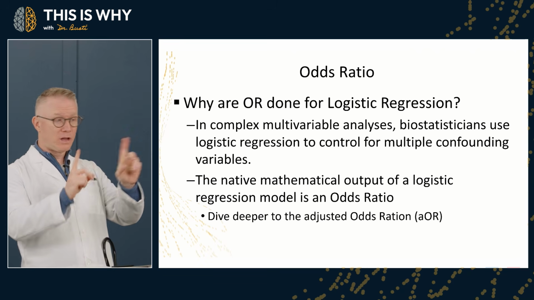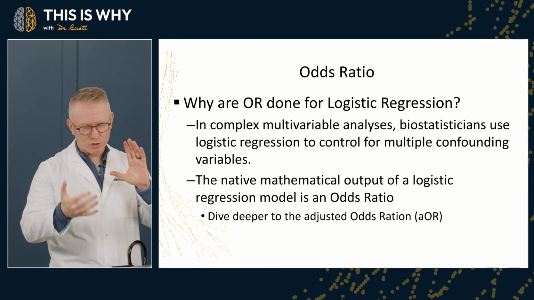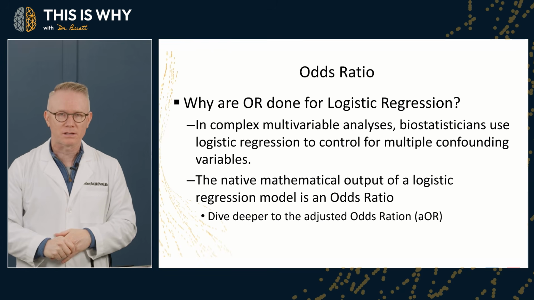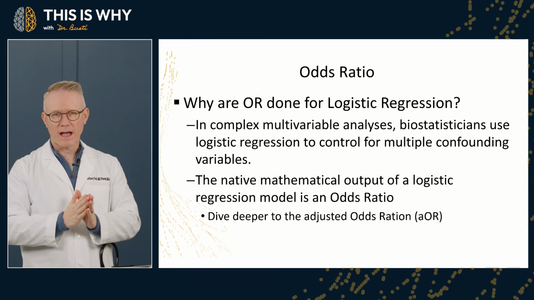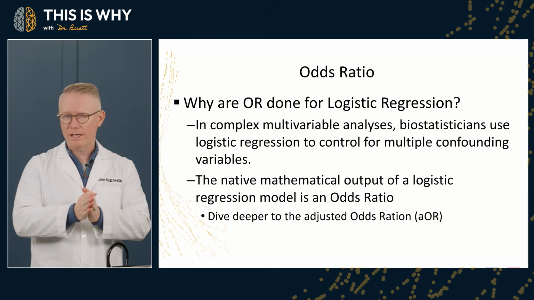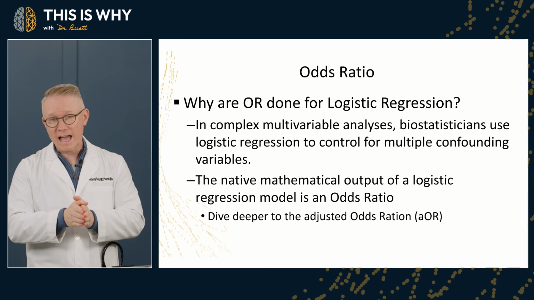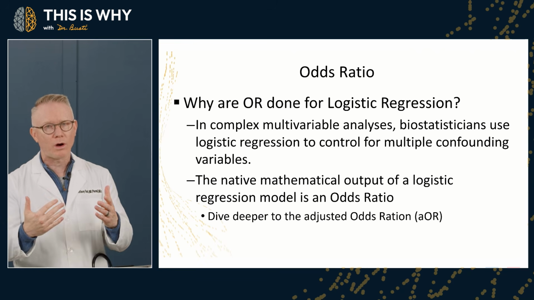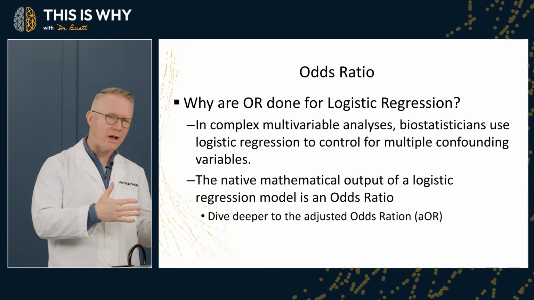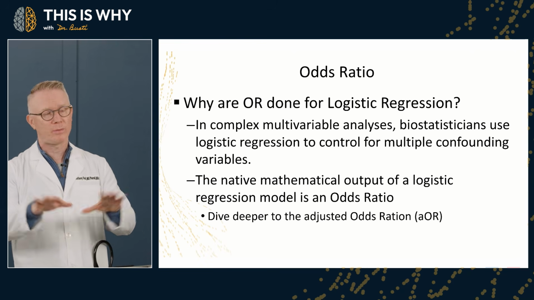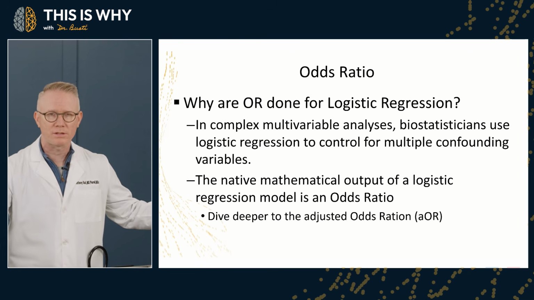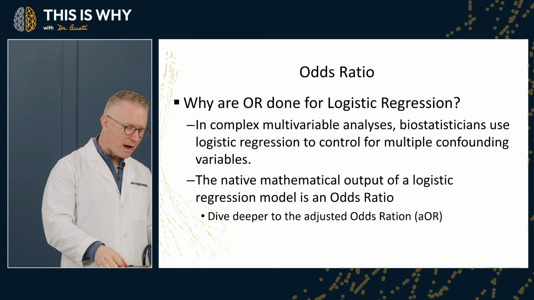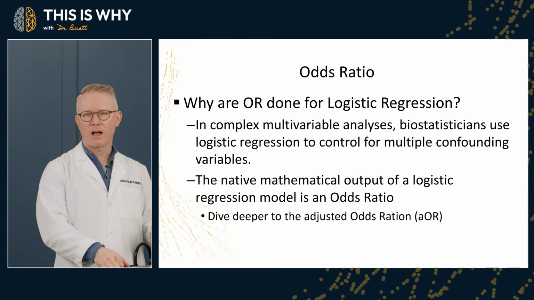Now, what about the logistic regression? Again, I'm not trying to get too much into the weeds of that. If you don't know what regression analysis is, I have another lecture on that, but in complex multivariable analysis, statisticians use logistic regression analysis to help control for multiple confounding variables that may influence the outcome that we don't want. We want to remove that influence mathematically, right? So the native mathematical output of the logistic regression is an odds ratio.